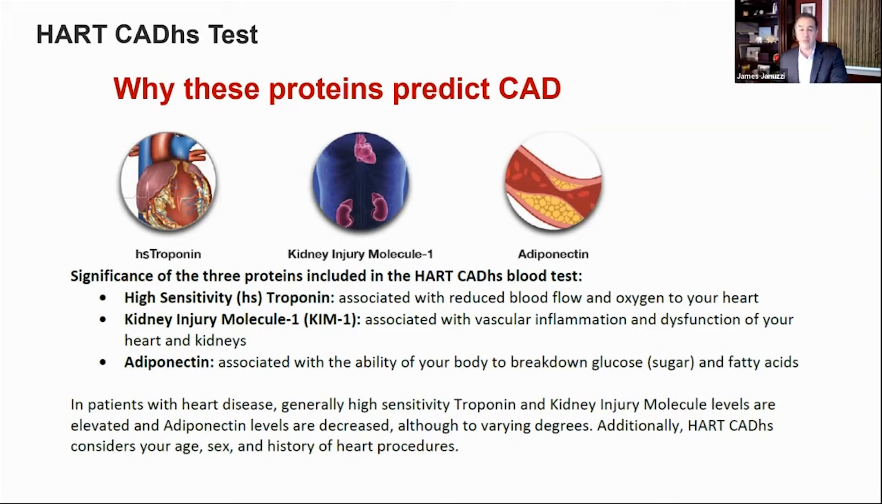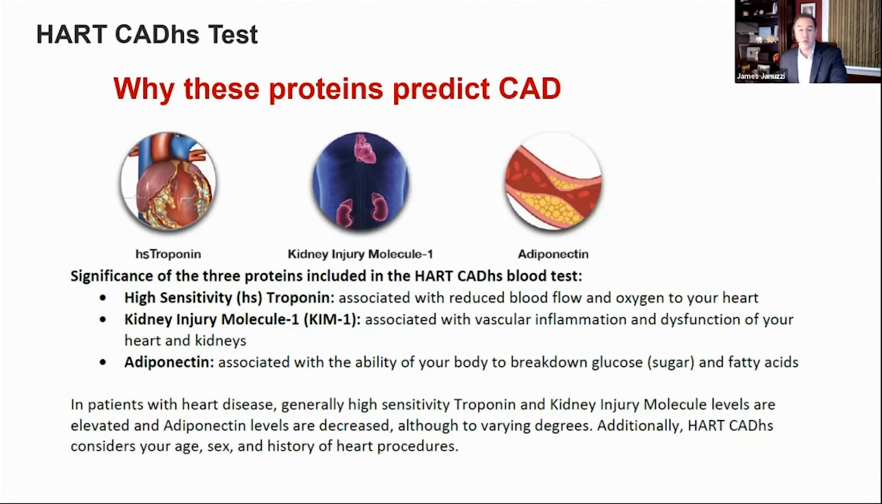Adiponectin is a really interesting biomarker. It's what's known as an adipokine, which is a cytokine that's associated with adipose tissue, right? And this cytokine, adiponectin, is associated with the ability to break down glucose and management of fatty acids. So it's often abnormal in individuals with diabetes, but may be abnormal in folks without.